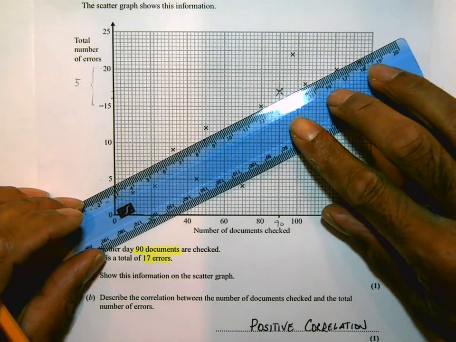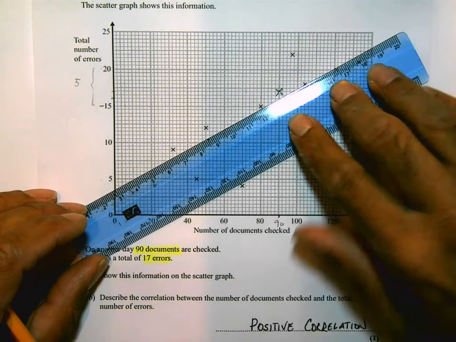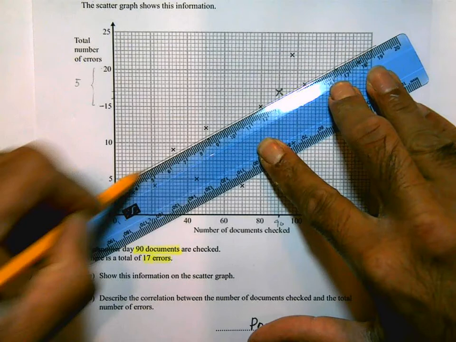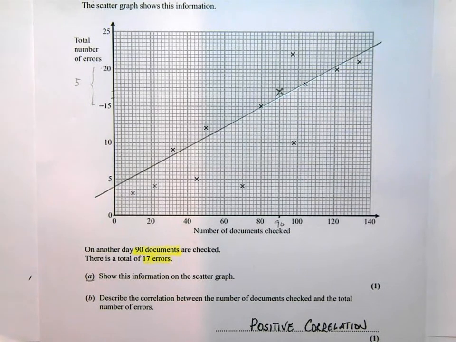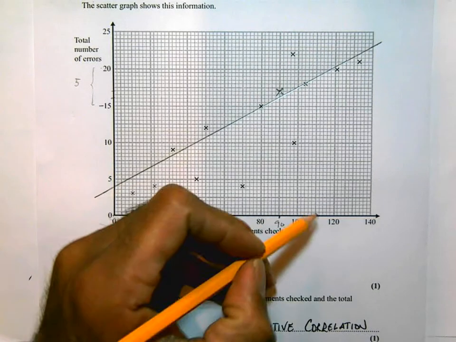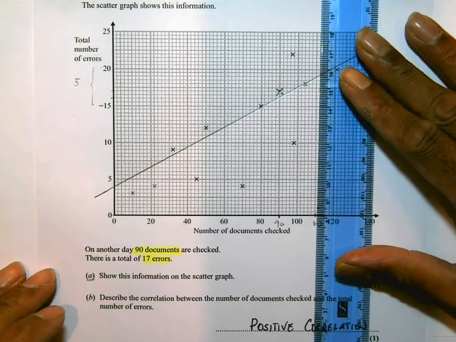So most of the points seem to be around there, and I'm going to draw my line of best fit going through there. Draw a neat straight line, single line going through most of the points. Okay, at that stage, what I need to do is to start reading off for this information. They said that one day 110 documents are checked. So for 110, I'm going to go to that point on the axes. That's 110, and I'm going to draw a line up and across and take a reading.